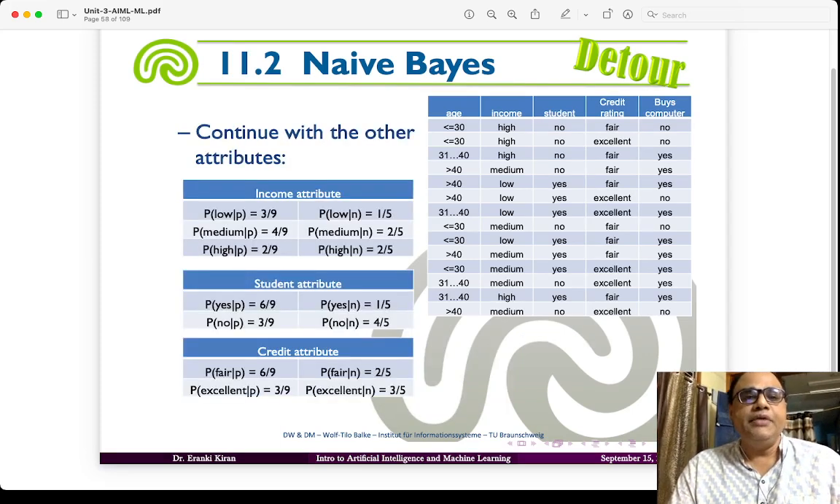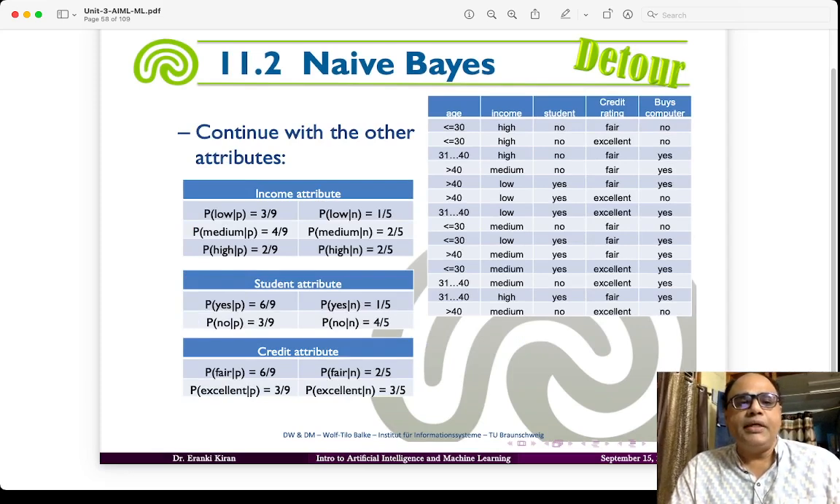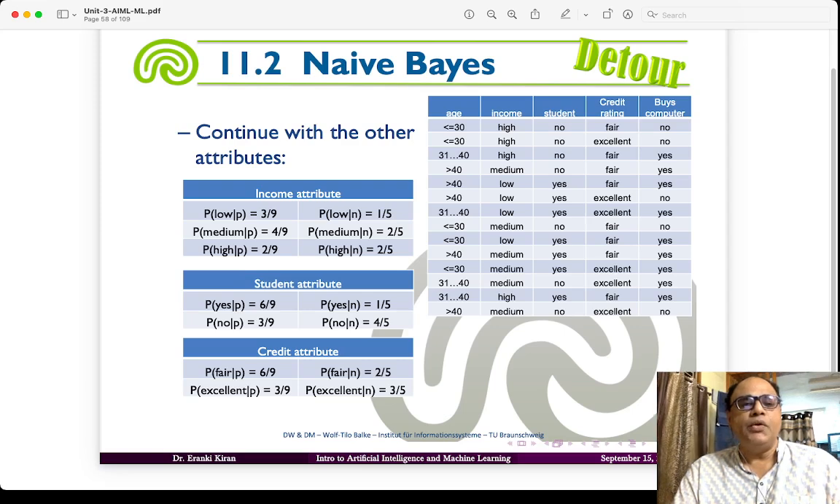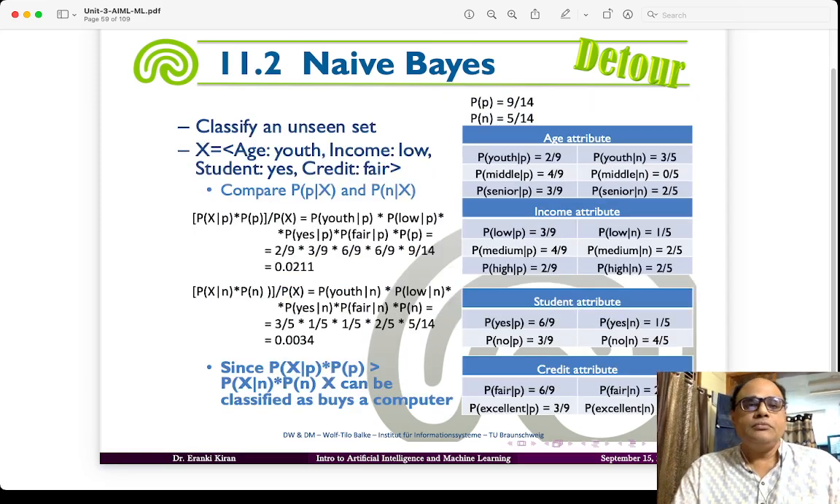Then we continue with other attributes, namely the income attribute, student attribute, and similarly the credit attribute. In the income attribute, again we do the same procedure, find out the probability of low income to yeses, low income to nos. Once we have calculated the probability values for each of these attributes, namely age, income, student, and credit rating, then we apply the Bayes theorem to yeses and nos, right?